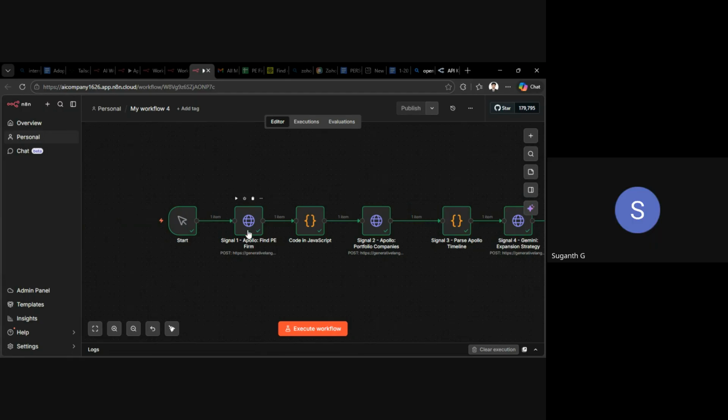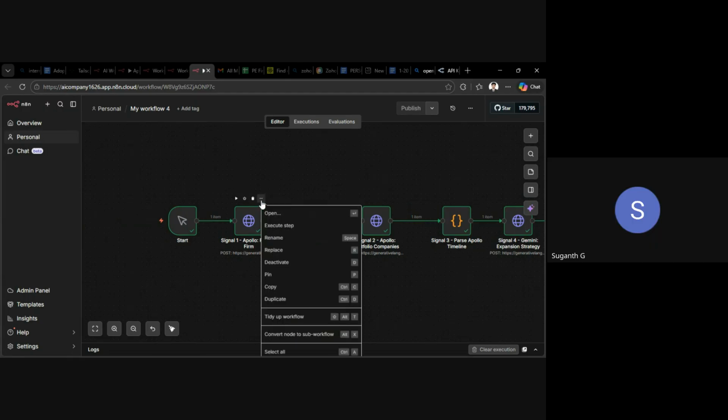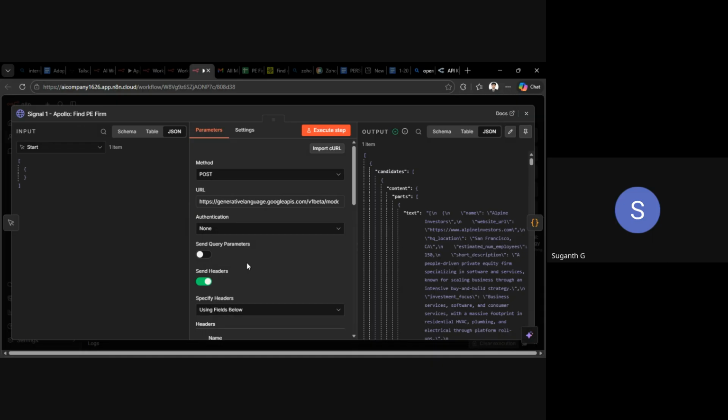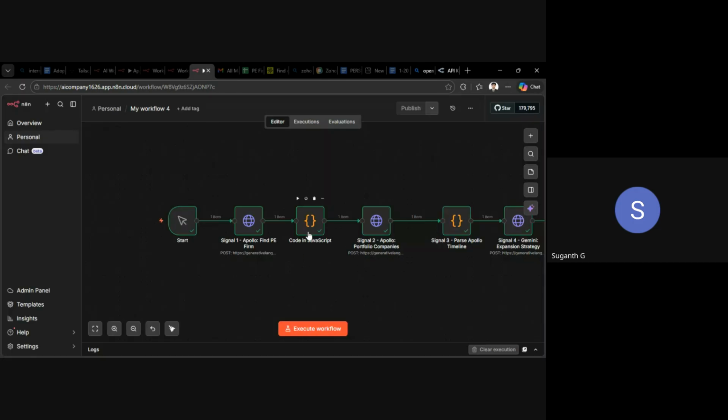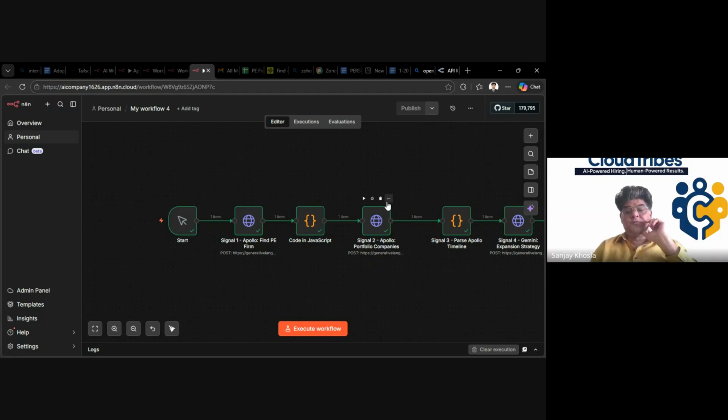So here in the first signal, we have set the Apollo to find the PE firms leads. So we got the leads of the PE firms, like Alpine Investors, their website and their location and all. We fetch this data using Gemini, and we parse it using JavaScript in this node.